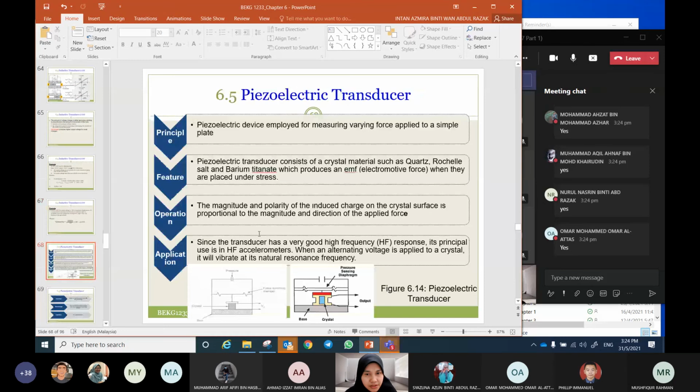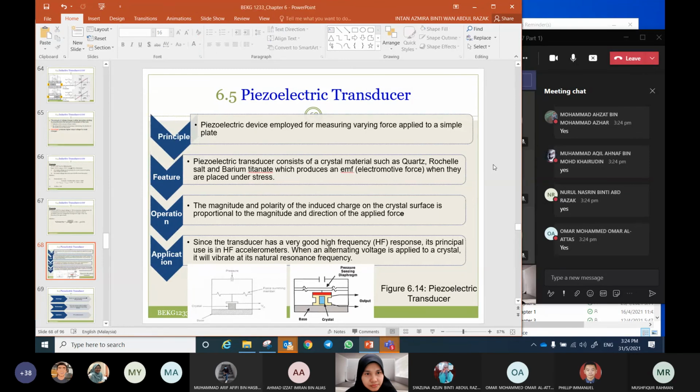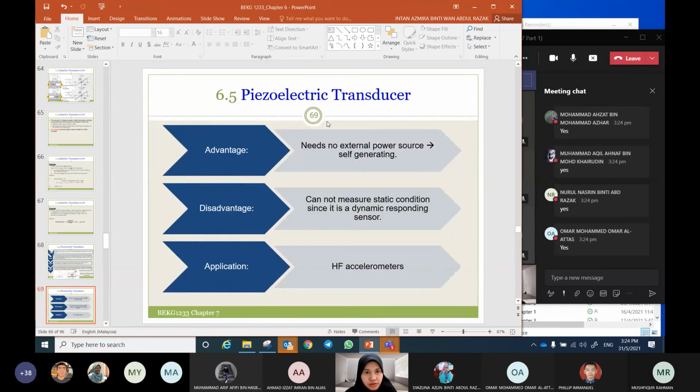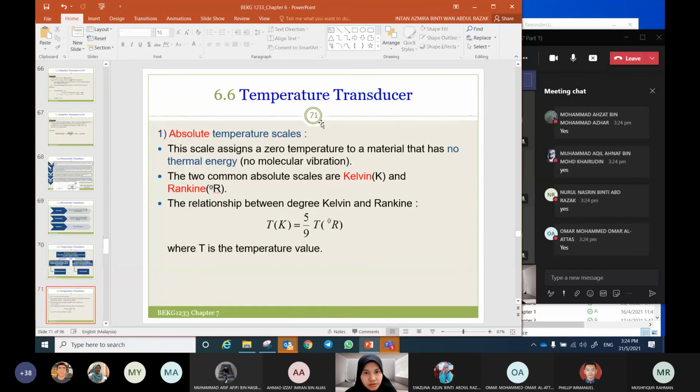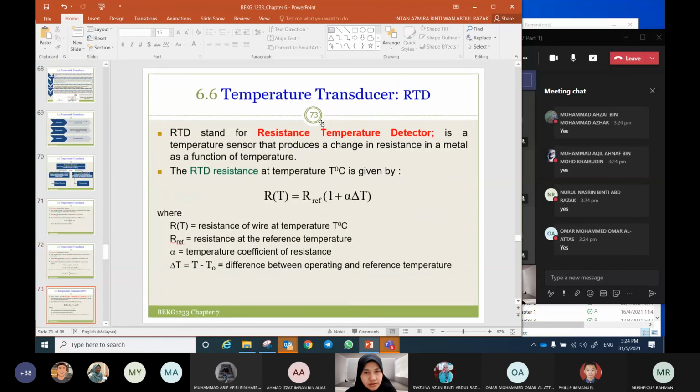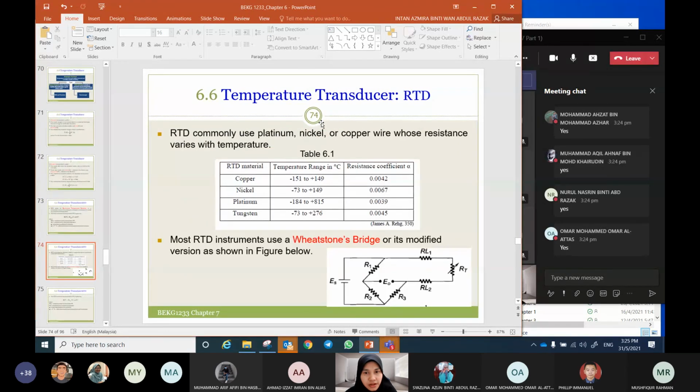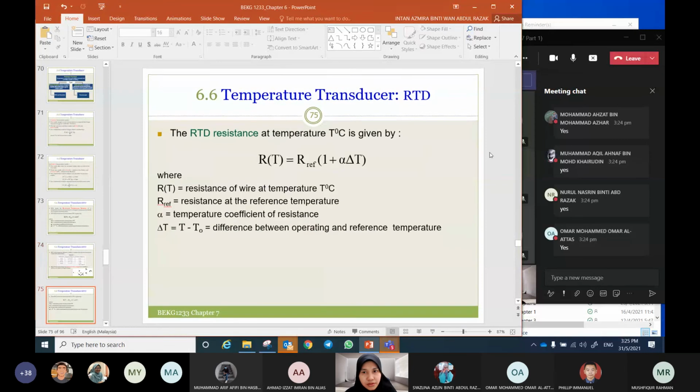Inshallah, this Friday we will continue on chapter 7, as well as the calculation related to this chapter.